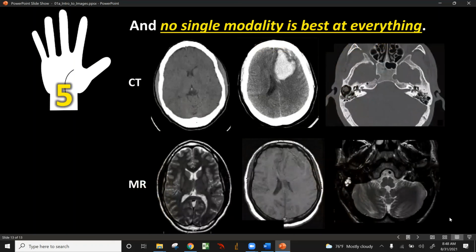All right, and number 5. No single modality is best at everything. Some modalities excel in spatial resolution. Some modalities excel in contrast resolution among soft tissues. Right? Some modalities excel in temporal resolution, right? So there's not one modality that is simply best at everything. So they all have some role to play within radiology.